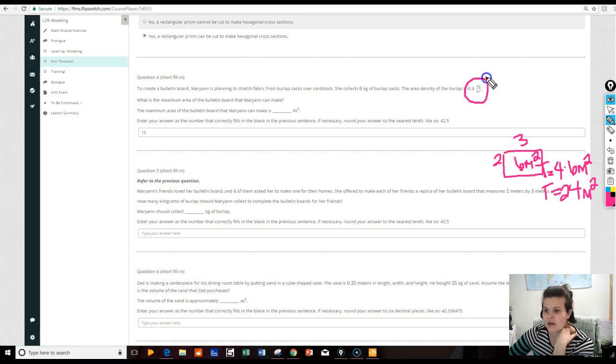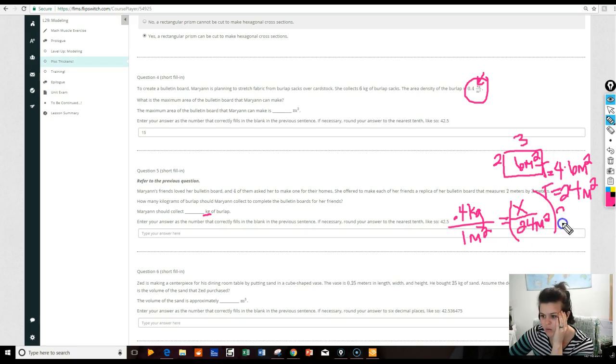Now we're going to use the area density again. And this time, since we are finding the kilograms of burlap, and kilograms is in our numerator, I'm going to leave it as is. So we have 0.4 kilograms for every 1 meter squared going to equal an unknown amount of kilograms to 24 meters squared. So since we're solving for x, I'm going to use the multiplication property of equality and multiply by 24 meters squared to both sides.